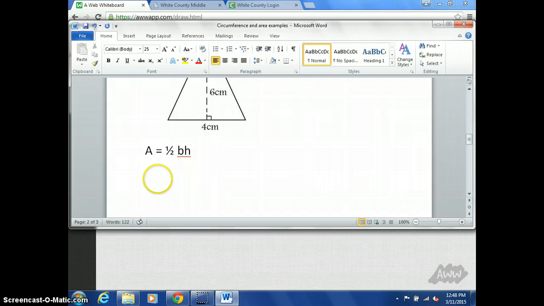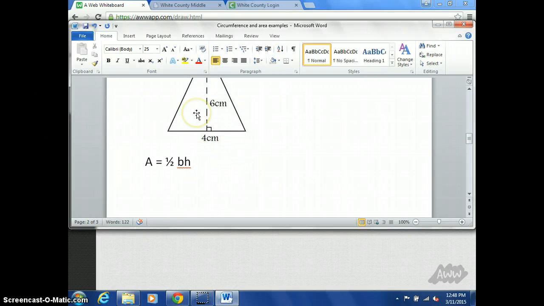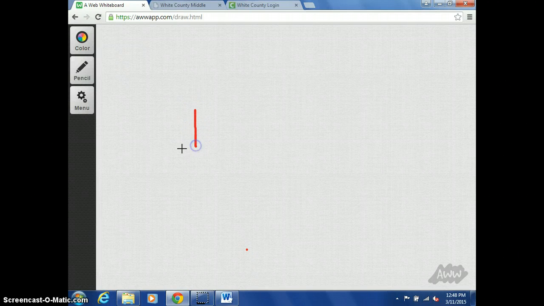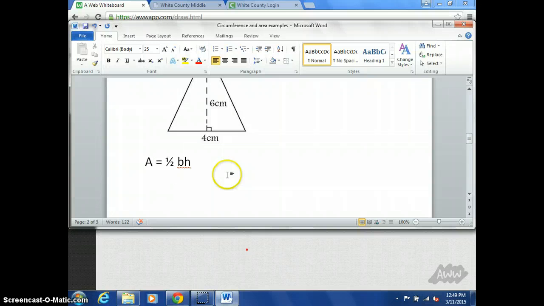Basically, we have a base. Now, the base is often the bottom, but what you're looking for is two perpendicular lines. That's what the base and height make. Perpendicular means they make a right angle, so it's like one straight down into the other. Perpendicular is like this, if I can draw straight lines. That's what perpendicular lines look like. They make right angles. So when you're trying to find the base and height, that's what you're looking for.